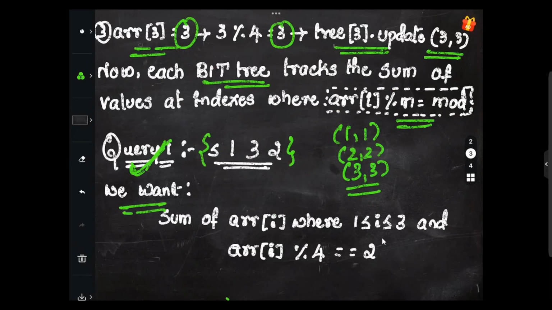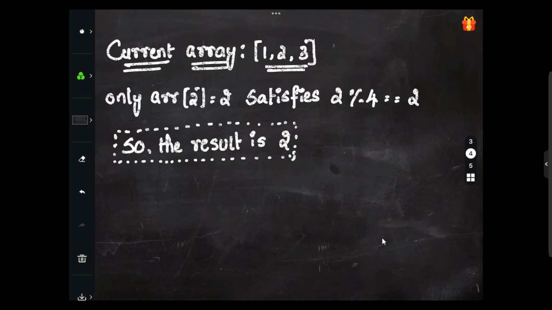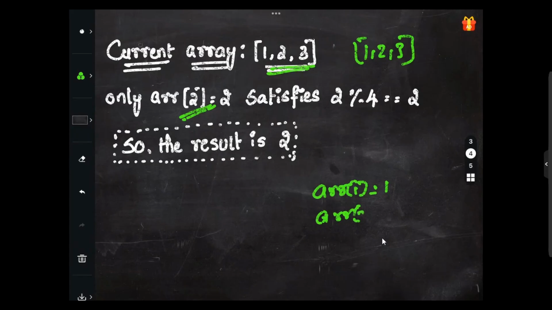What we want here is the sum of array of I where 1 is less than or equal to I and I is less than or equal to 3. This one will be array of I modulo 4, and we will get the value 2. The current array is 1 2 3, the same as in the question. The value of array of 1 is 1, array of 2 is 2, and array of 3 is 3. So only the value of array of 2 is 2.